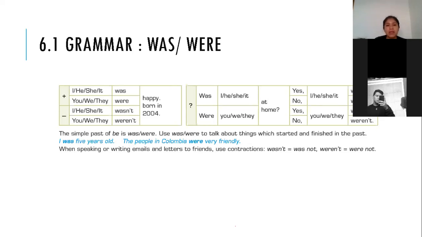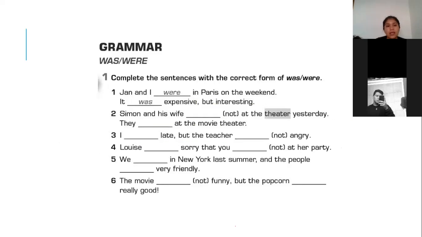Okay, so here we have an exercise that, if I'm not wrong, we already did. So we're just practicing again. It says, complete the sentences with the correct form of was and were. I already have an example, number 1. John and I, even though I have I here, which I know goes with was, what I have to consider here is how many people there are. If there are two, it's plural, and if it is plural, then I'm going to use were. Jen and I were in Paris on the weekend. It was expensive, but interesting.